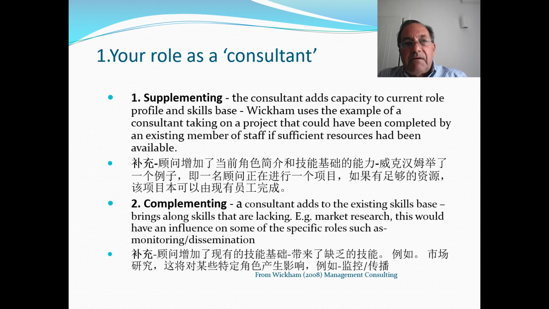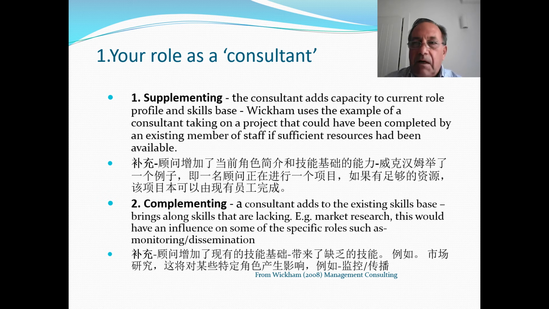So this might be the fact that they've got limited staff and they're looking to bring a consultant in to do something that they want doing, but they don't have enough time within their current staff to do this, even though they may have the skills base. The second area is slightly different. It's where the consultant brings in additional skills to complement the skills that are within the team.